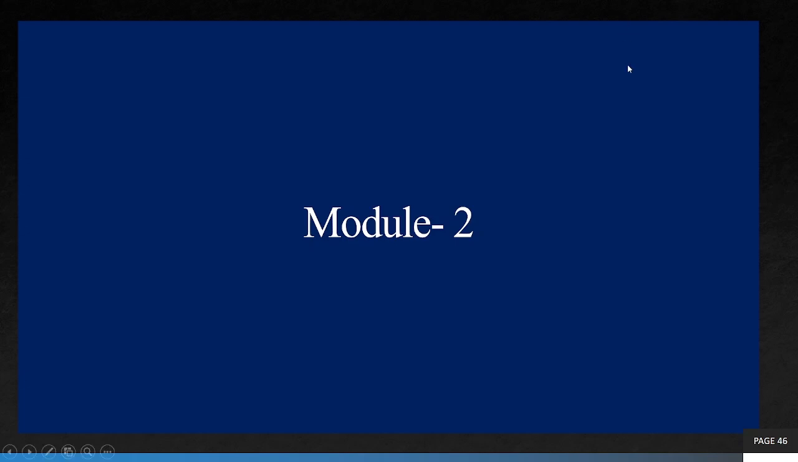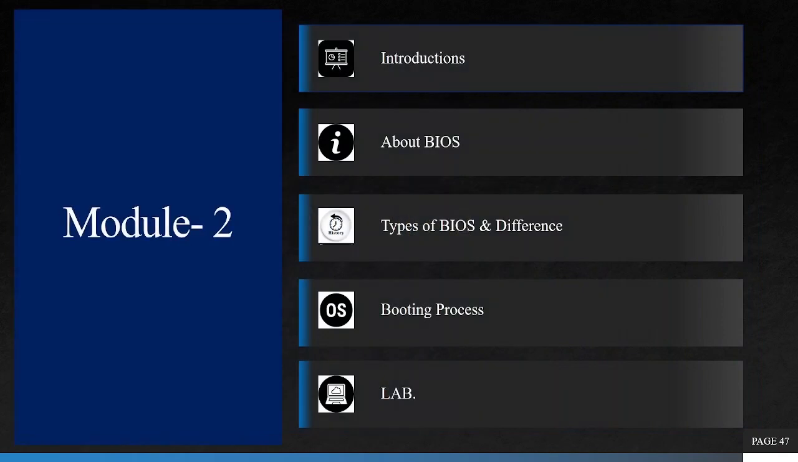Here we are going to discuss Module 2. In Module 2, we'll be focusing on BIOS, as BIOS is an important segment of a Windows operating system or any operating system we can talk about. So that is very important to know about.